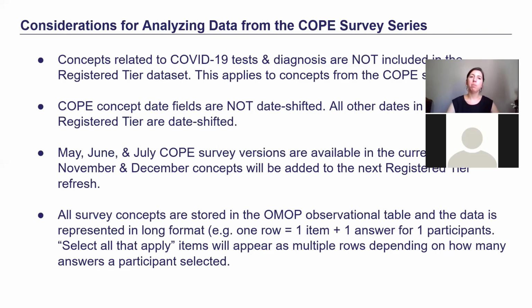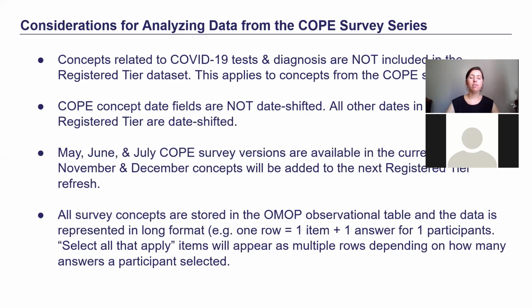Another really interesting thing to keep in mind is that COPE concept date fields are not date shifted. This is unique. All other date fields in the registered tier are date shifted according to our standard privacy protection rules. And again, in the current CDR, what we have available is the May, June, and July COPE survey versions. In our next refresh of the registered tier data, which we anticipate to take place later this year, we'll be adding data from the November and December versions, as well as refreshing and adding additional data from those two. The February version would be available in a refresh after that next one.